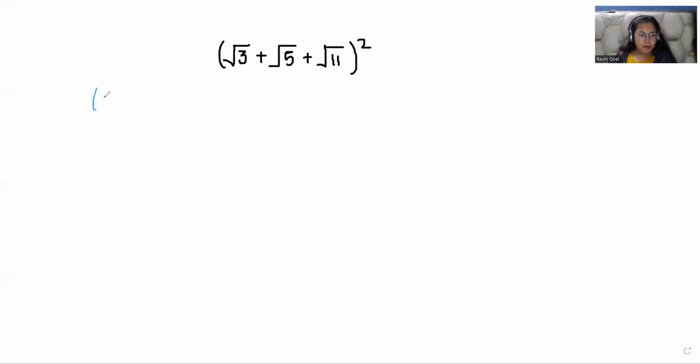The formula is a plus b plus c whole square is equal to a square plus b square plus c square plus 2ab plus 2bc plus 2ac or 2ca. So we'll take root 3 as a and root 5 as b and root 11 as c. So let's start and put the values.